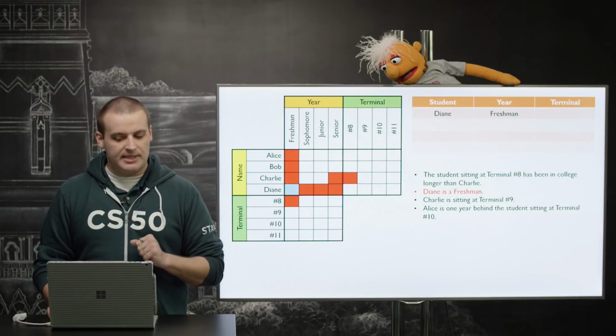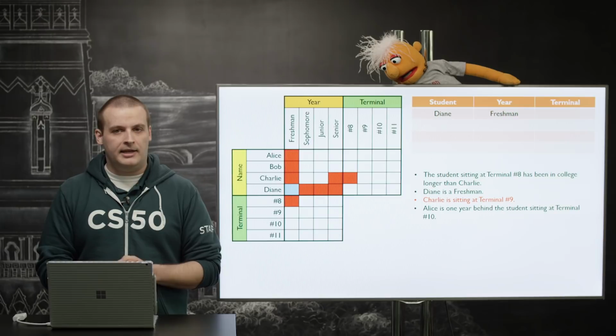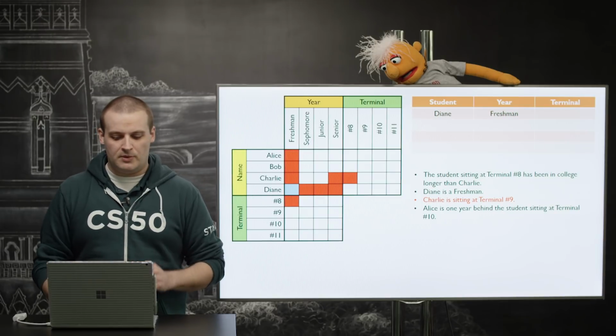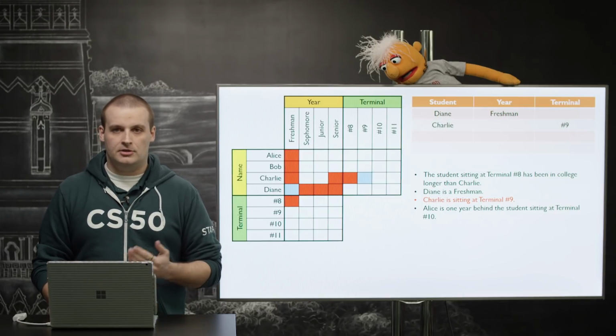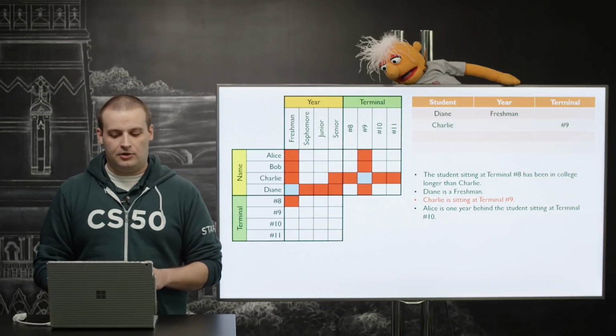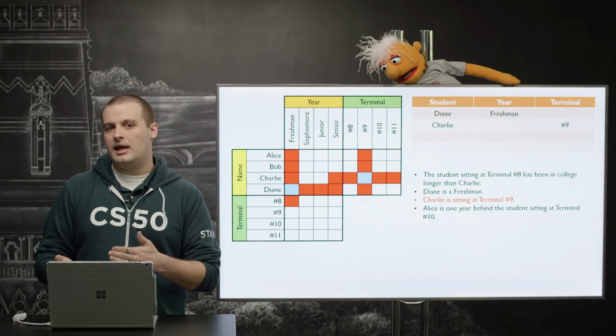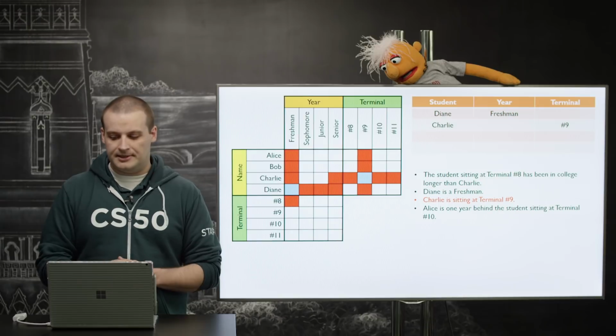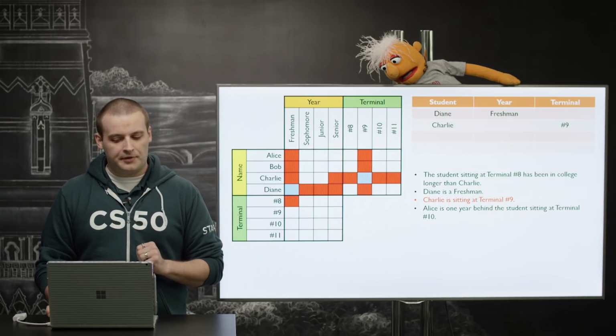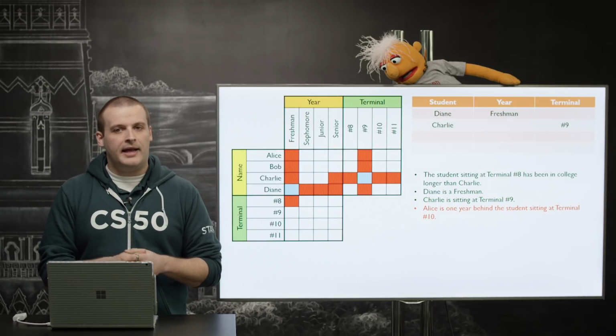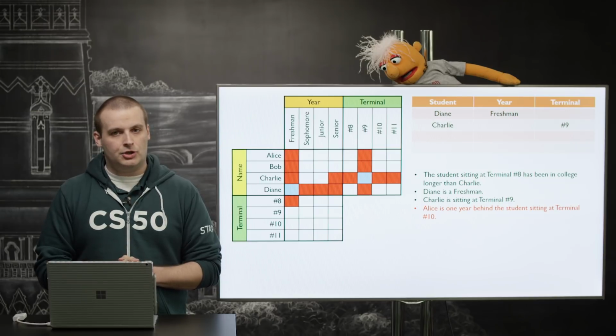The third clue is very similar. Charlie is sitting at terminal 9. So just like we did with Diane being a freshman, we can similarly fill in that Charlie is at terminal 9 and cross out all of the other possibilities for terminal 9 and for Charlie. And then we have our fourth clue here. Alice is 1 year behind the student sitting at terminal number 10.